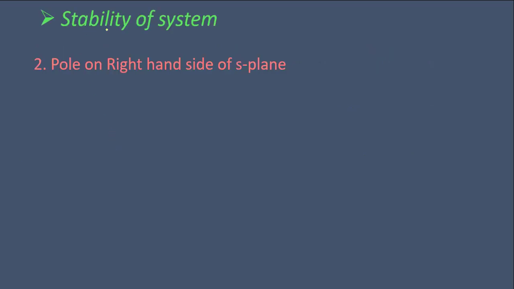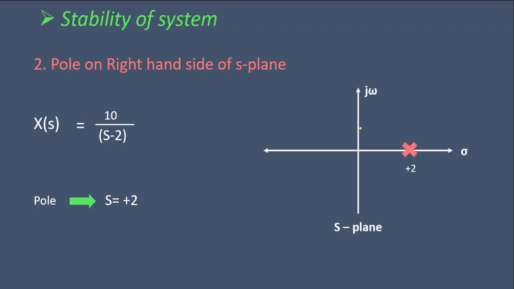So our next point in stability of a system is pole on right hand side of S-plane. Now let us see if we have a pole on the right hand side of S-plane, then what will be the stability of the system. Let us consider one example. I have a transfer function X of s equals 10 upon s minus 2. Now if you substitute s minus 2 equals 0, you will get the pole at s equals 2. So the plot of the pole for s equals 2 is like this. The pole is real and it lies on the right hand side of the s-plane.